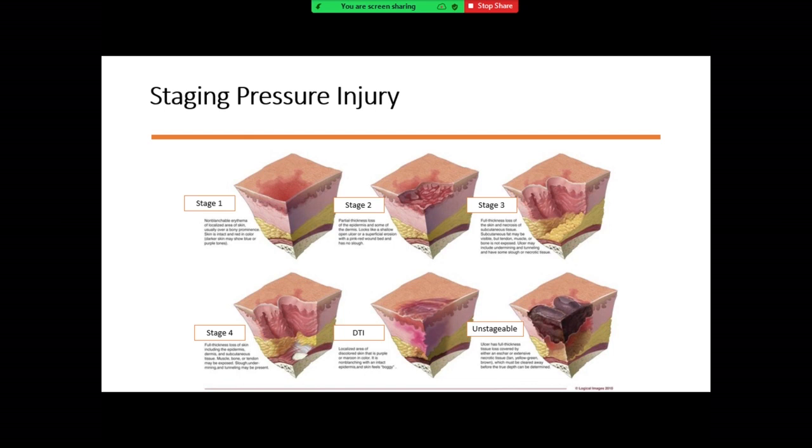Last but not least is an unstageable ulcer. And this is where there is a very hard, thick eschar, or scab, if you will. It's classic in appearance. It's hard. It's rough. It's kind of the roof of this lesion. It's unstageable, again, because we can't see the base. But it's different because this is an actual kind of hard cap or scab on the lesion. That's technically classified as an unstageable, whereas deep tissue injury almost looks like a bruise.